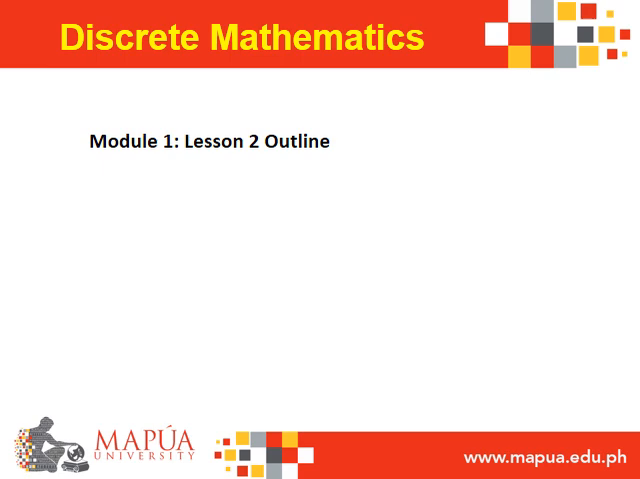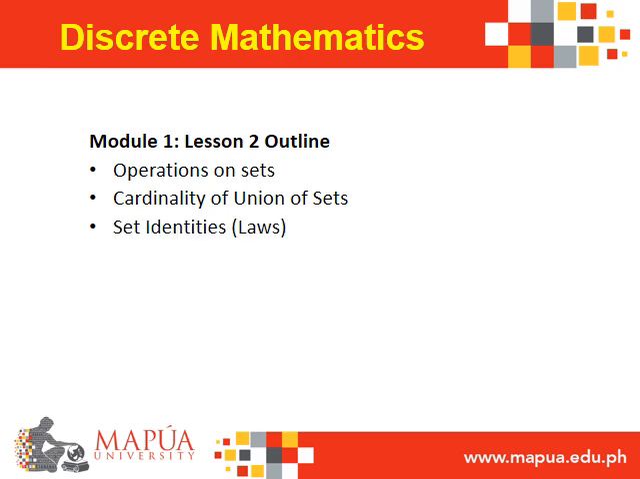Module 1 Lesson 2 outline covers the following topics. You have set operations, cardinality of union of sets, set identities or laws that govern your sets, computer representations of sets.